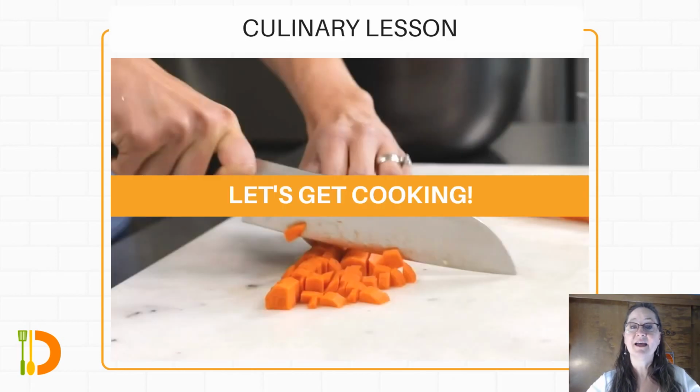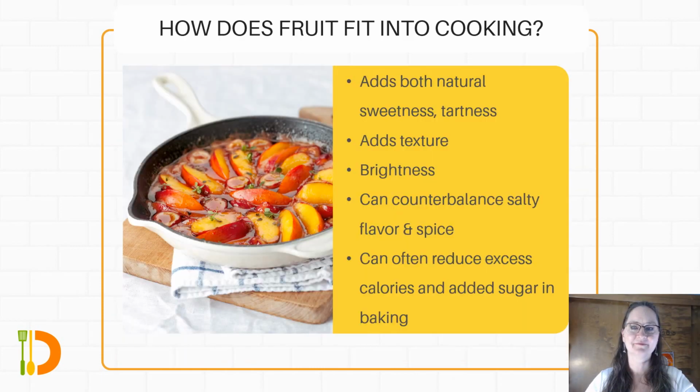This brings us to the end of our nutrition lesson, and now we'll begin our culinary lesson. So let's get cooking. While fruit can be a snack on its own, it can also be incorporated into cooking. A mix of both raw and cooked fruit can add sweetness or tartness, texture, brightness, counterbalance of flavors, and reduce excess calories by decreasing the need for added sugar in baking.